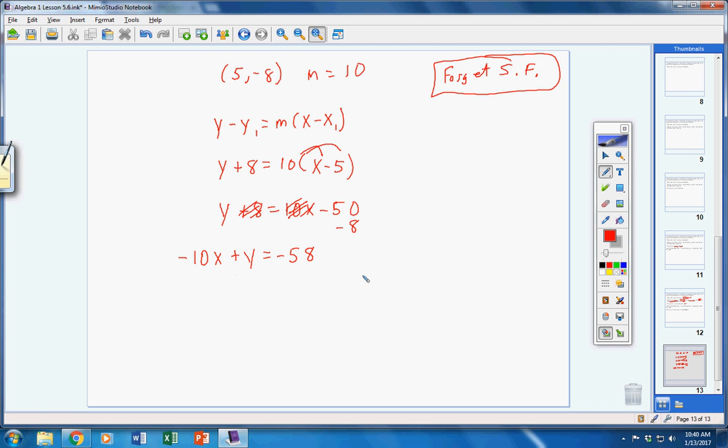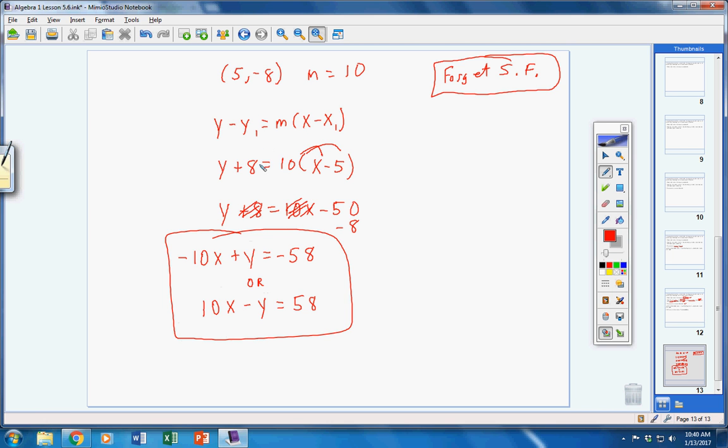Next step is eliminate fractions or decimals. I don't see any. We're finished. Your x term is first if you want to write your answer like this. I have no problem with that. Either one of those 2 answers are acceptable.